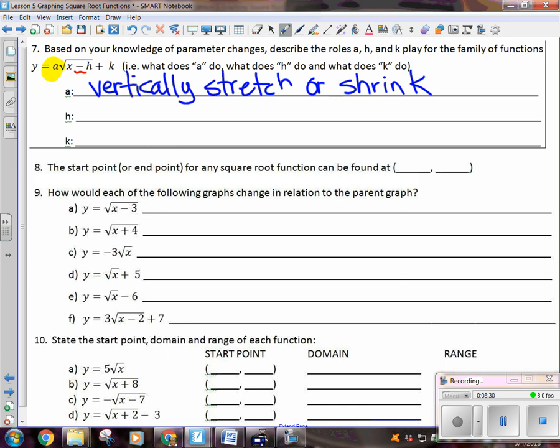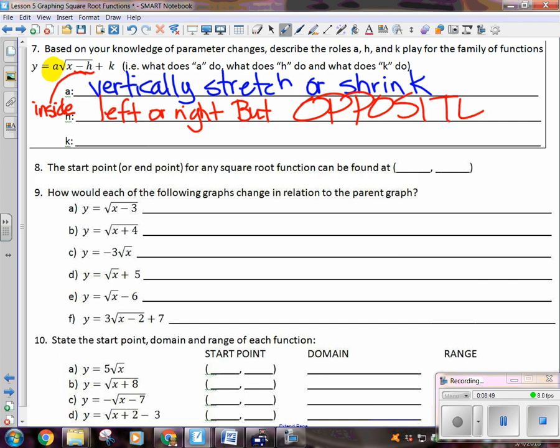Next number is the number where? The h is on the inside. What does that number on the inside make it do? Makes it go what? Left or right, but what? Does that sound familiar? Have we ever talked about that before? Isn't that the exact same behavior that the last graph that we did? So we've actually done this before. We just need to apply it to square roots more specifically.